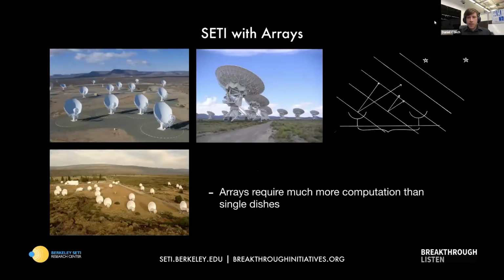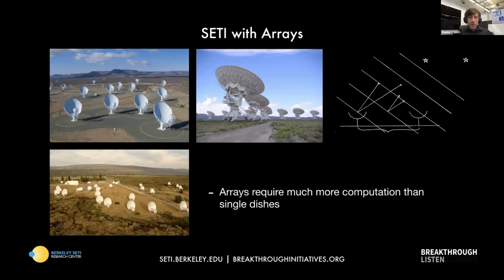Next, I'll speak a little bit about SETI with array radio telescopes. So on the top left, you can see MeerKAT. I'll speak a little bit more about MeerKAT shortly. On the bottom left is the Allen Telescope Array, and to the right is the Very Large Array. And I've drawn a small diagram on the right, which I'll speak a little bit more about next.